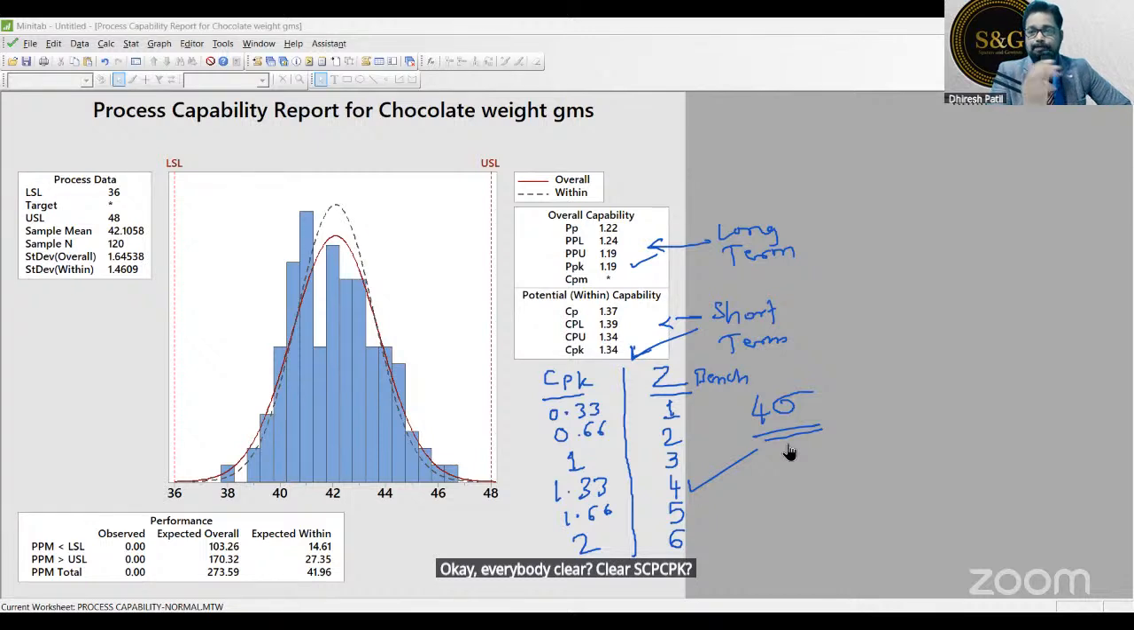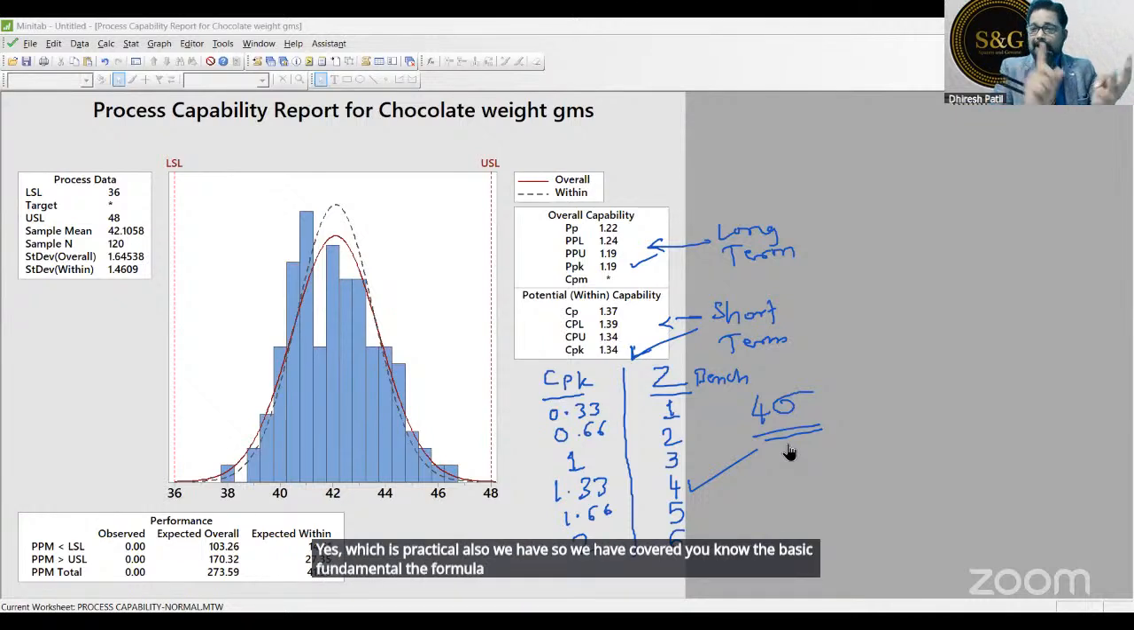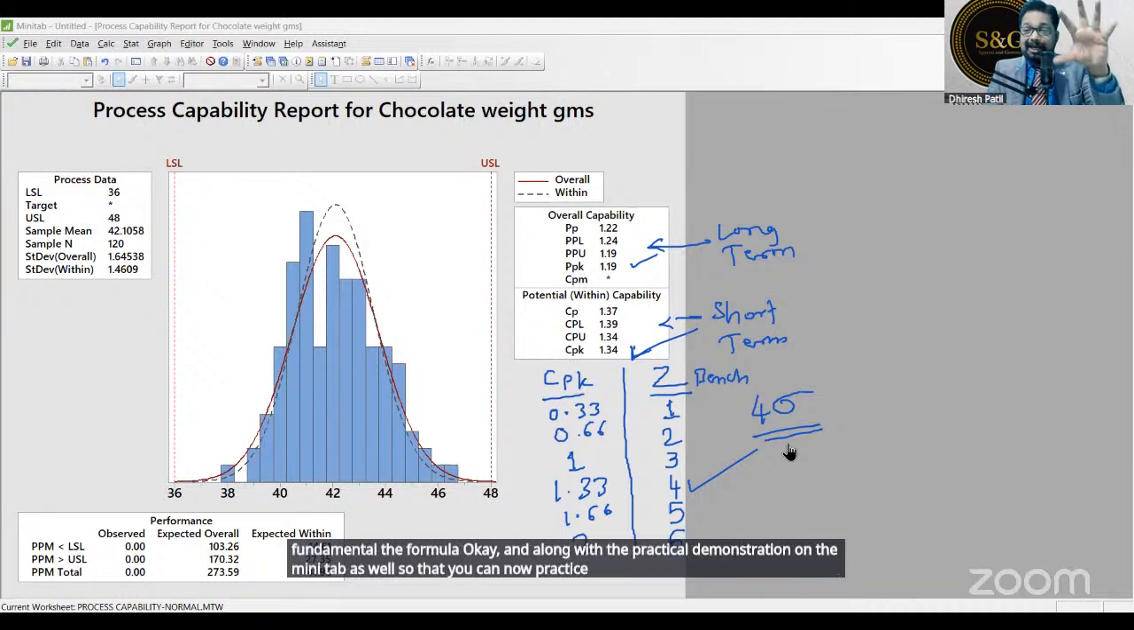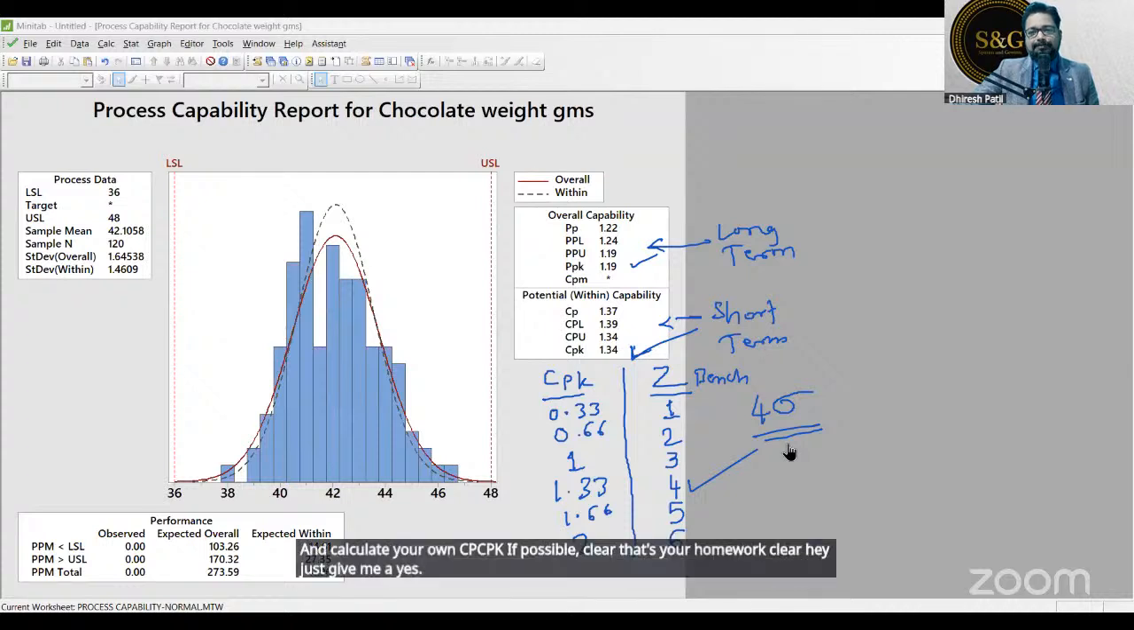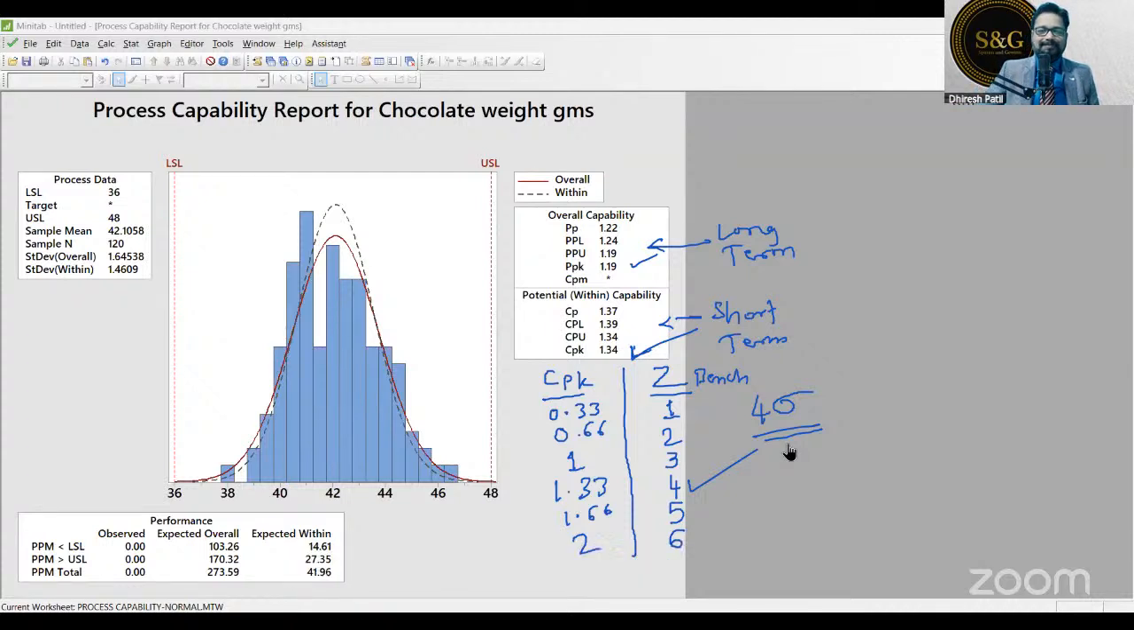With this practical also, we have covered the basic fundamentals, the formulae, along with the practical demonstration on Minitab as well, so that you can now practice. Everybody take your own data and calculate your own Cp, Cpk if possible. Clear? That's your homework. Just give me yes. Very good, very good.